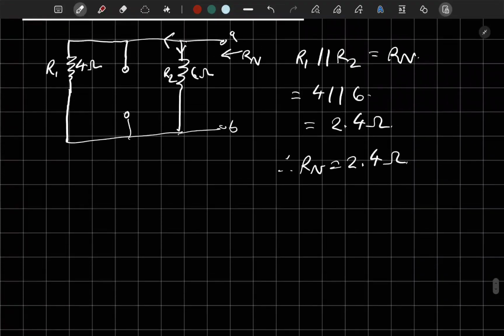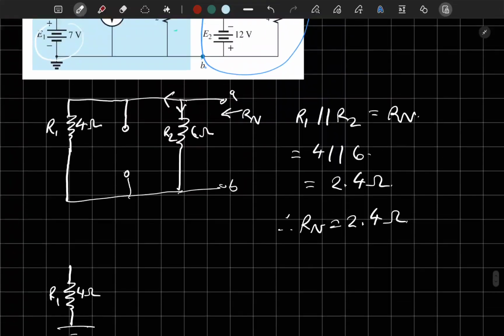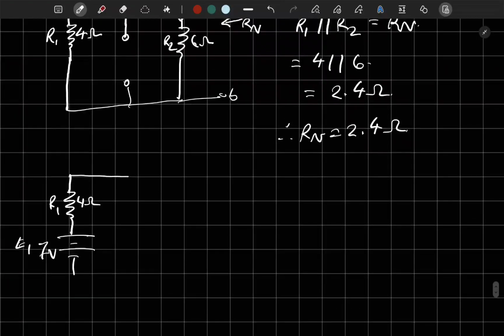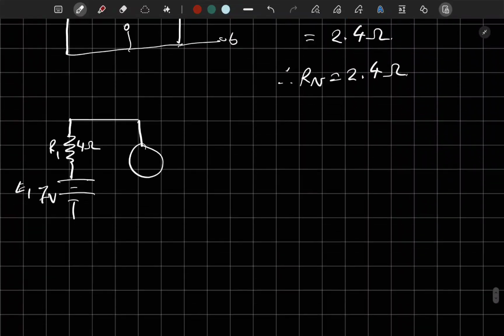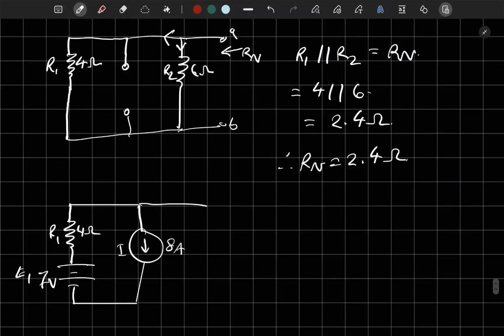Now, step 2, replace all the sources. So we have R1, 4 ohms. Then we have a voltage source, which was 7 volts, E1. And then we have a current source here, pointing downwards, 8 amperes. And then we have R2, 6 ohms.